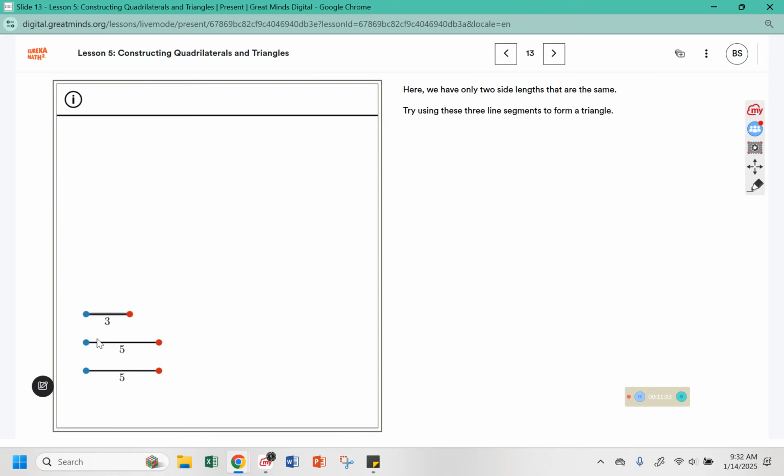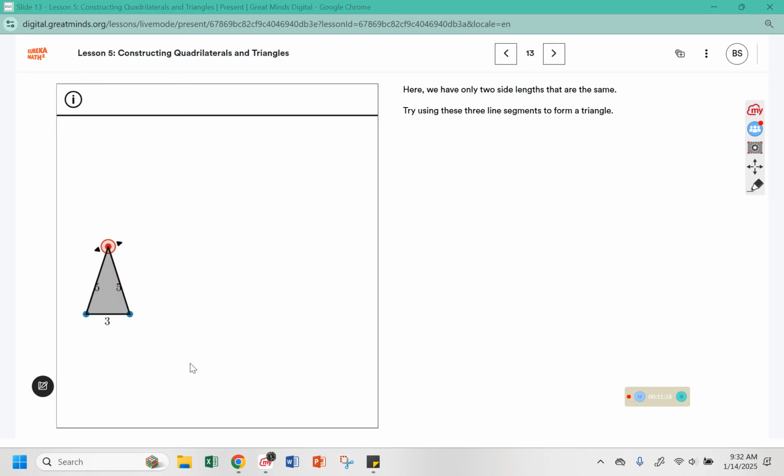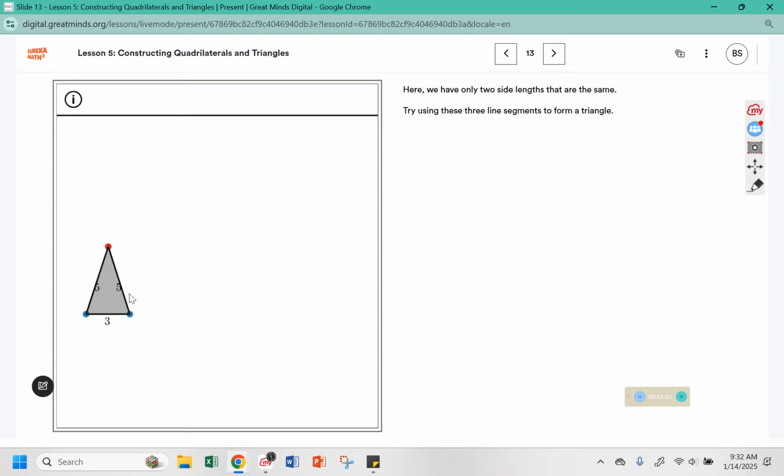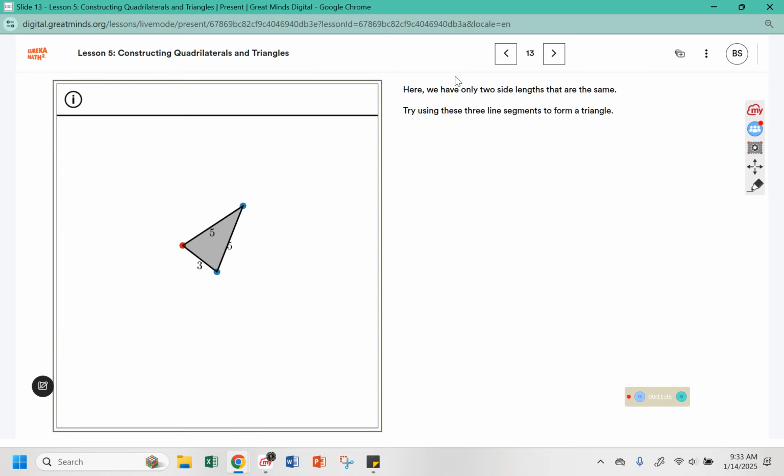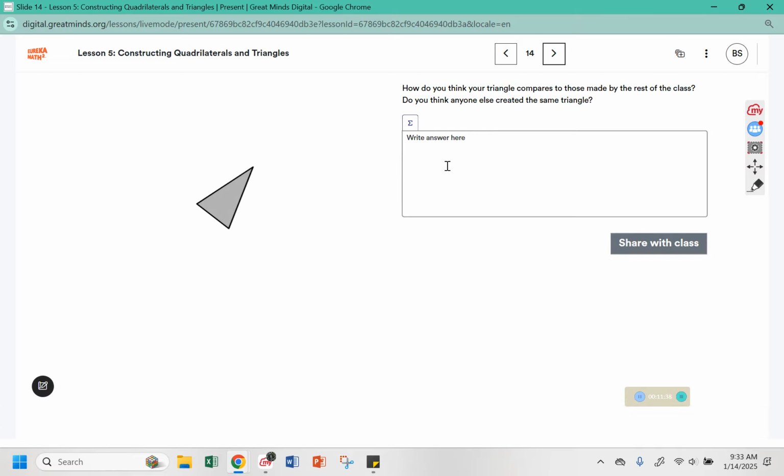So here I have a 3, a 5, and a 5. So I can make what's called an isosceles triangle. Let's see if I can arrange it any way else. I was able to create it in a rotated version, but it's still the same triangle. So how do you think your triangle compares to those made by the rest of your class? Do you think anyone else created the same triangle? I was only able to create one triangle from this, so I do think that my classmates made the same triangle.